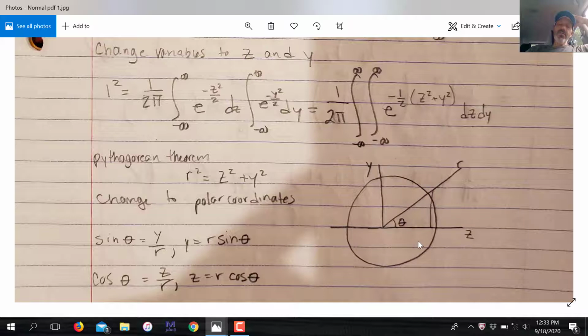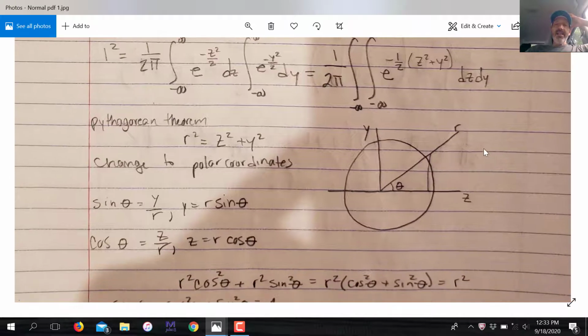We have this circle here, polar coordinates, and the r here becomes the radius, right? And then we also have an angle here, theta. Theta can range from 0 to 2 pi, right? And then r can range from 0 to infinity. So we'd like to go ahead and make that change.